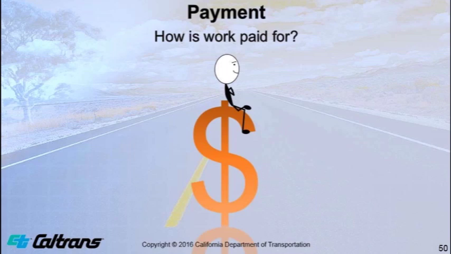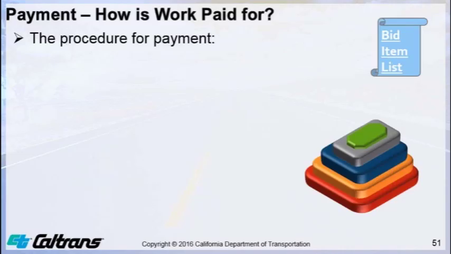Good morning, everyone. The second topic we want to discuss is payment, and we will answer the question, how is work paid for? Determining how work is paid for follows the same specification navigation process that we just saw in the first section of the presentation on the contract parts for the standard specifications. You always start with the bid item list, which includes the specific item work for the contract, the quantity that is estimated for the item work, the units of payment for the item work, and the bid prices for the item work.